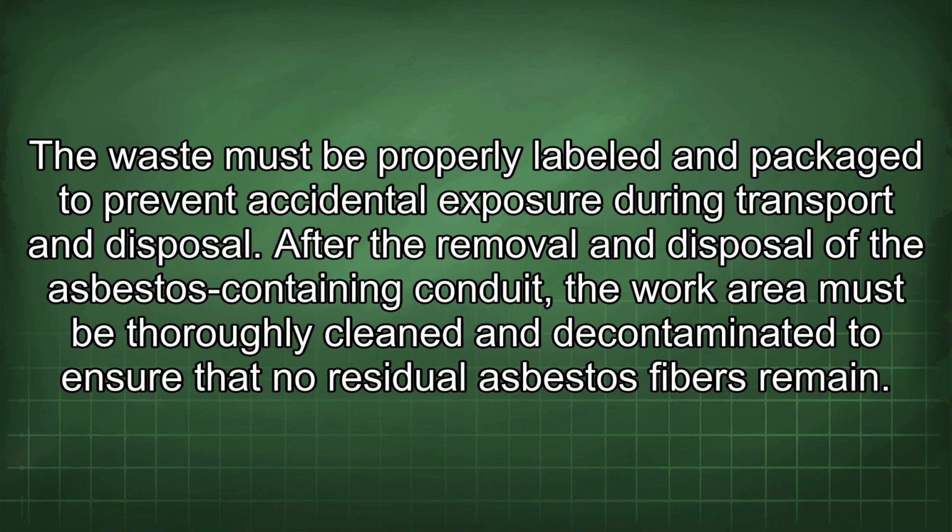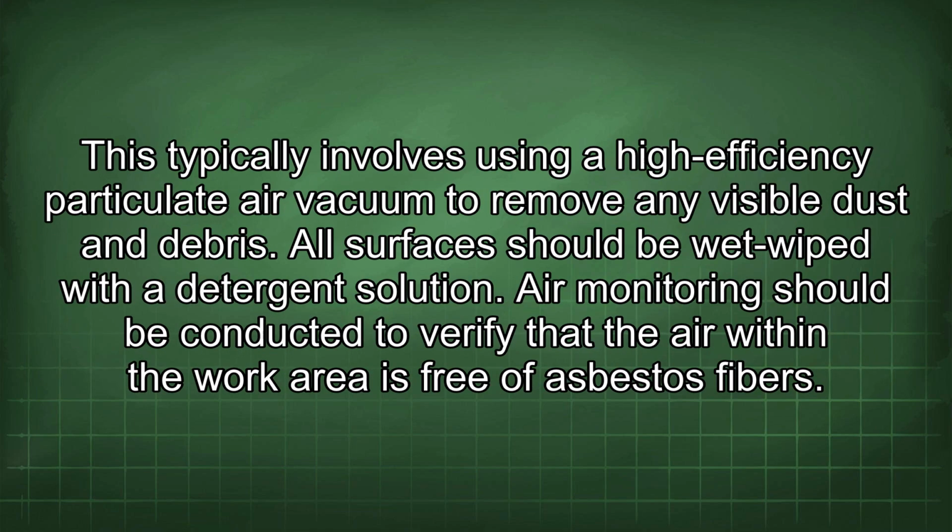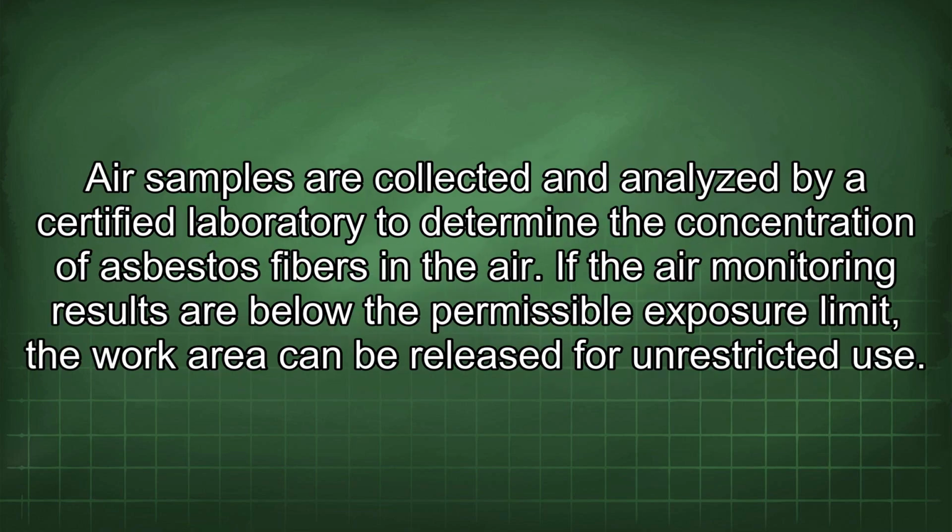After the removal and disposal of the asbestos-containing conduit, the work area must be thoroughly cleaned and decontaminated to ensure that no residual asbestos fibers remain. This typically involves using a high-efficiency particulate air vacuum to remove any visible dust and debris. All surfaces should be wet wiped with a detergent solution. Air monitoring should be conducted to verify that the air within the work area is free of asbestos fibers. Air samples are collected and analyzed by a certified laboratory to determine the concentration of asbestos fibers in the air. If the air monitoring results are below the permissible exposure limit, the work area can be released for unrestricted use.